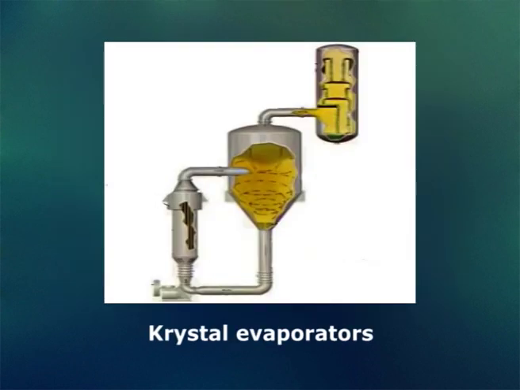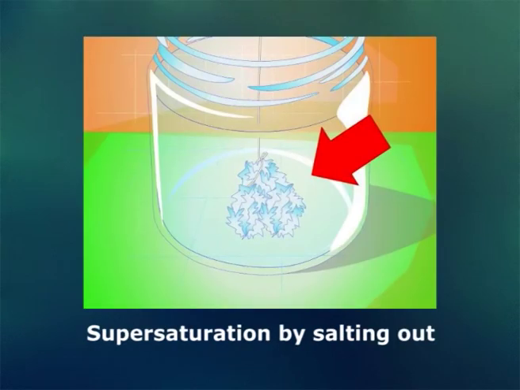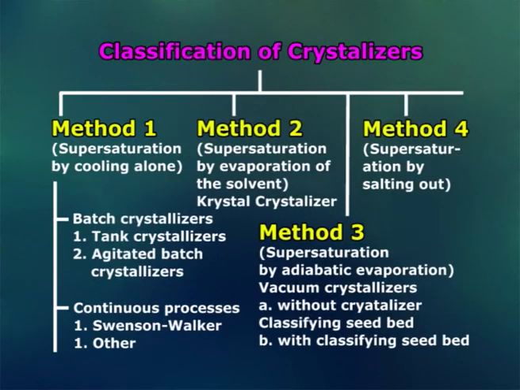While in the second class, that is supersaturation by evaporation, crystal evaporator, we will discuss those. In the third type, supersaturation by adiabatic cooling, there are vacuum crystallizers. In the fourth type, that is supersaturation by salting out, we will discuss those crystallizers in further discussion with the types of crystallizers in a further module. Classification methods: we discuss the classification of crystallizers. Classification of crystallizers is divided into four methods.